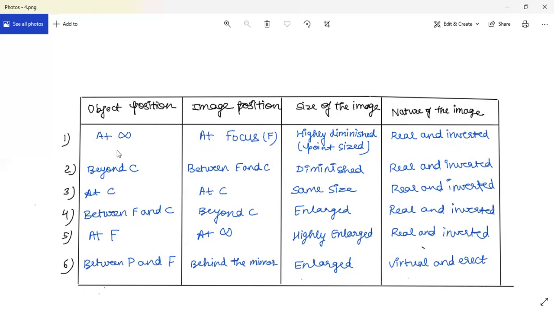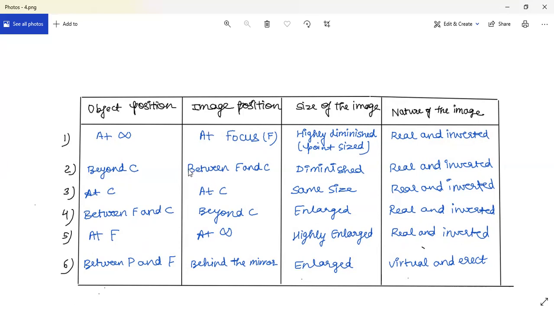See, just see here. Object at infinity, image at focus. And here in the fifth one, object at focus, image at infinity. Isn't it the opposite? So if you learn one, you will know other. So you just have to know the relation is infinity and focus. So at infinity, if the object is at, it will be formed at focus. And if the object is at F, it will be formed at infinity. Same thing here. When you keep it beyond C, the image will always be formed between F and C.